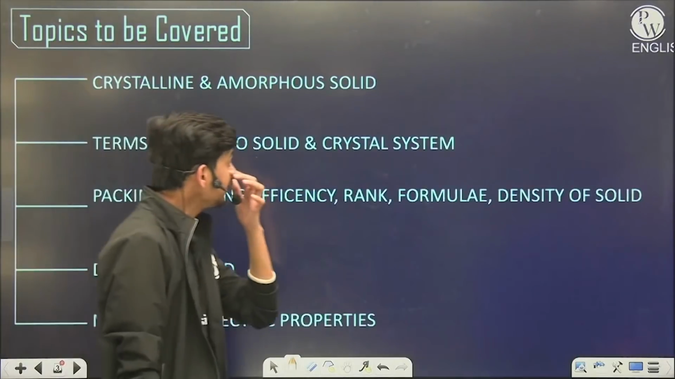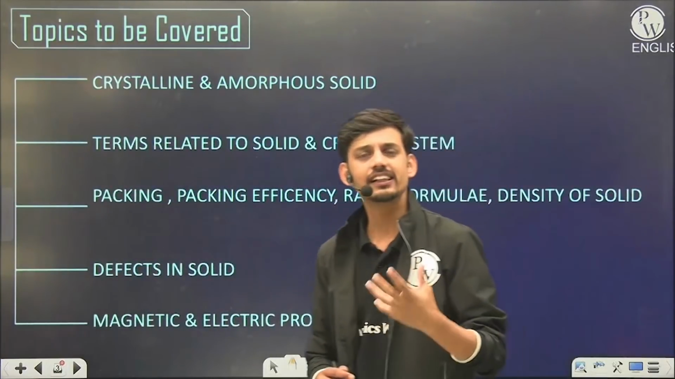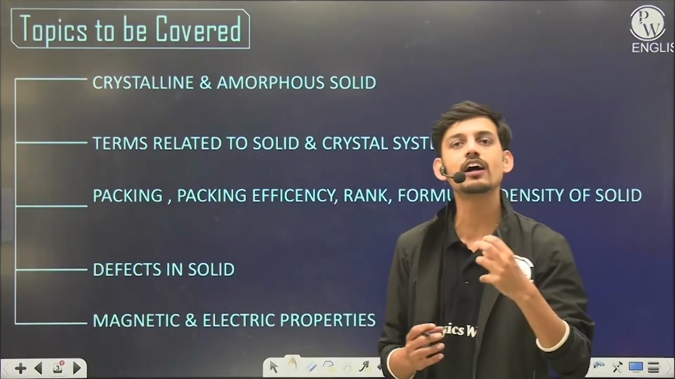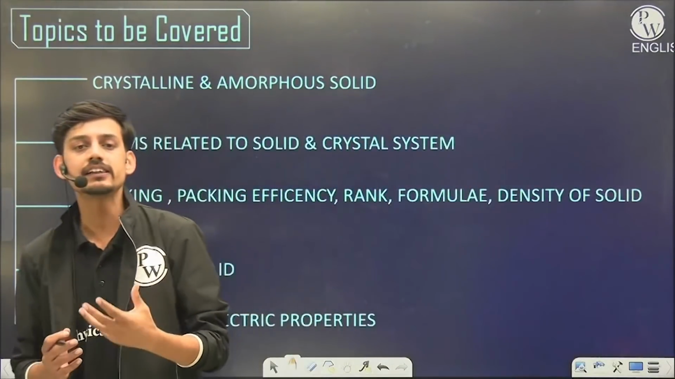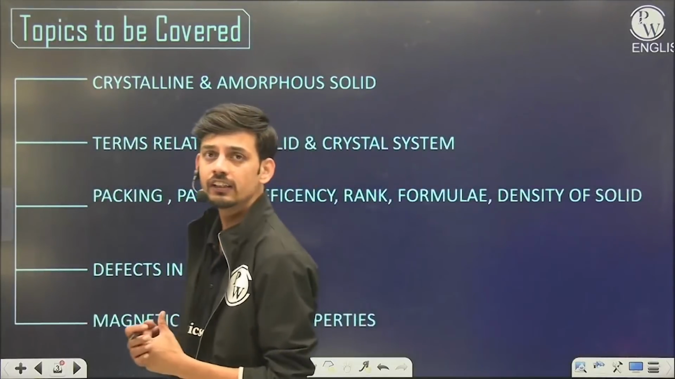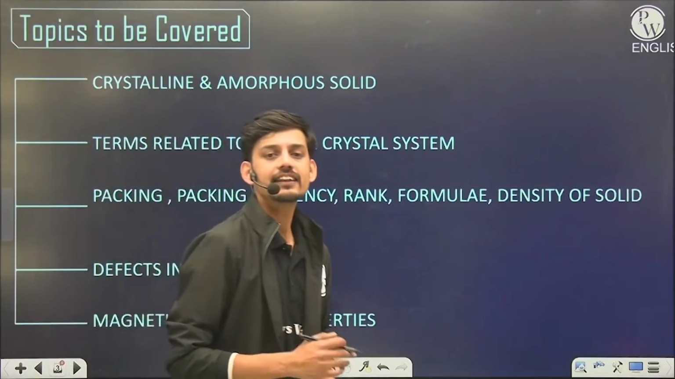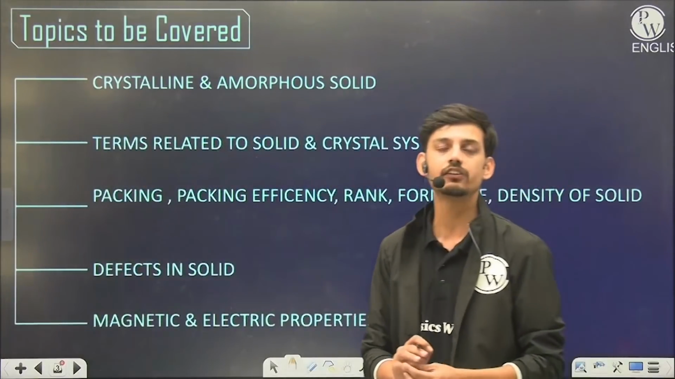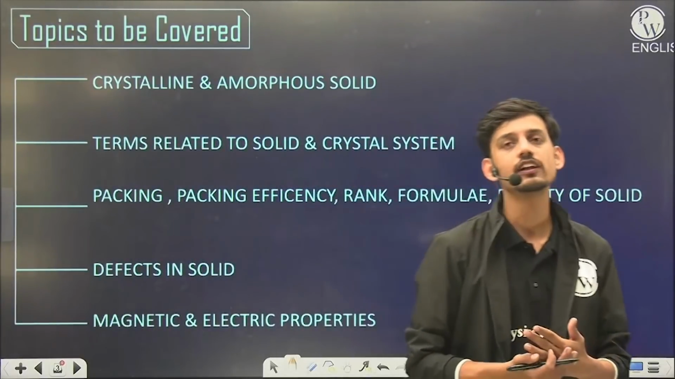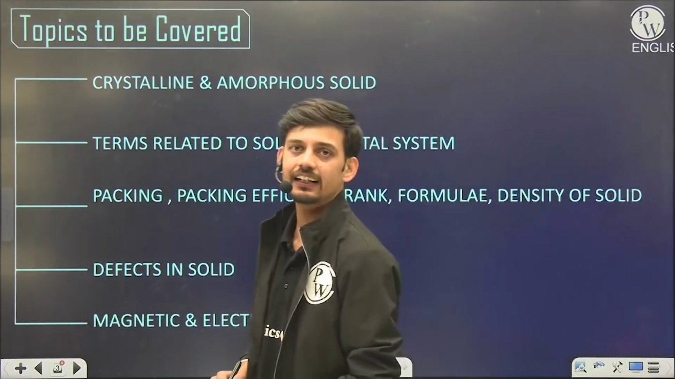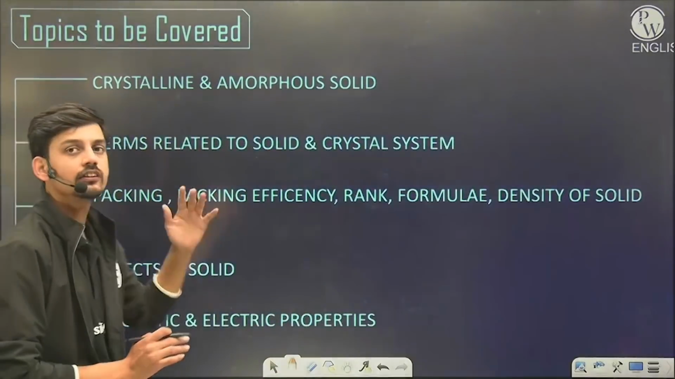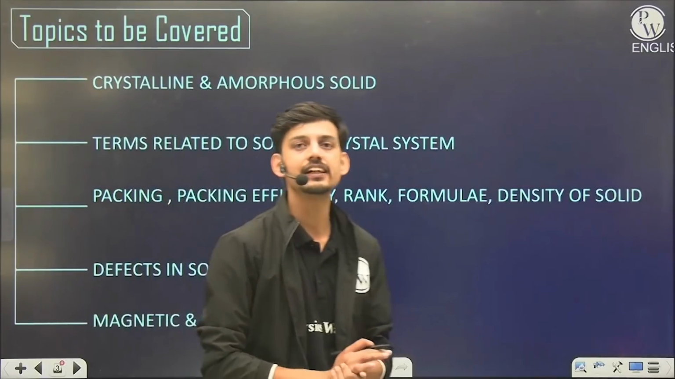So first we are going to be covering these topics in this chapter. What is a crystalline and amorphous solid? What are the terms related to solid and what are the crystal systems, how a crystal can be categorized? Then we will be discussing packing efficiency, rank, formulae of solid, how we can find the formulae of solid, how we can find the density of solid, and then we go on to finding the defects present in a solid. Some solids have some abnormalities that we will discuss. After that, the properties of solid will be studied, which are magnetic and electrical properties. So this is the basic fundamental structure of this chapter that we are going to study in today's class.